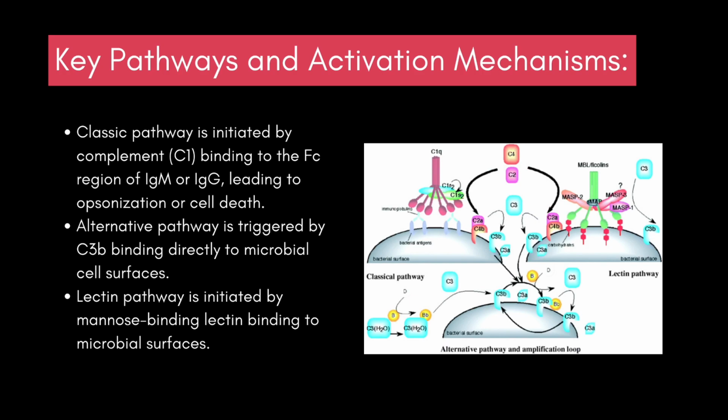Key pathways and activation mechanisms. The classic pathway is initiated by complement C1 binding to the Fc region of IgM or IgG, leading to opsonization or cell death. The alternative pathway is triggered by C3b binding directly to microbial cell surfaces. The lectin pathway is initiated by mannose binding lectin binding to microbial surfaces. Moving on.